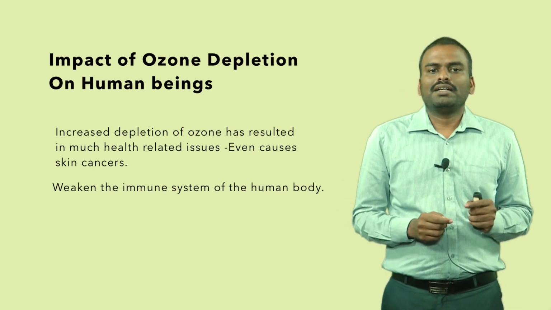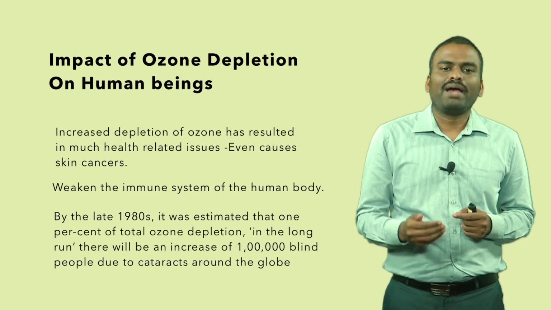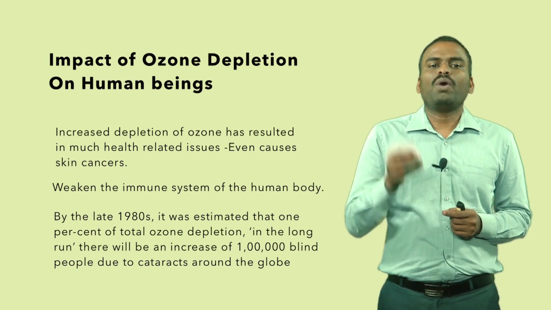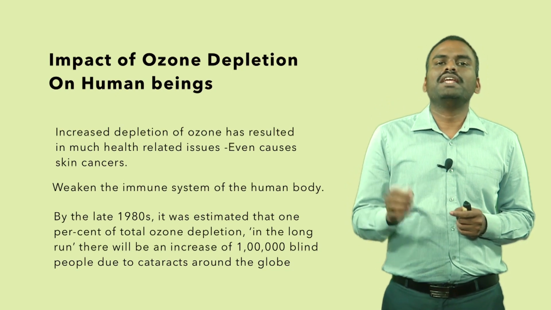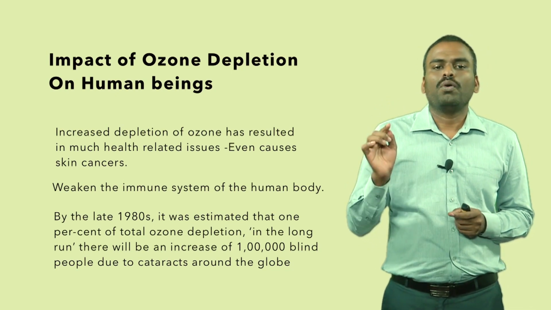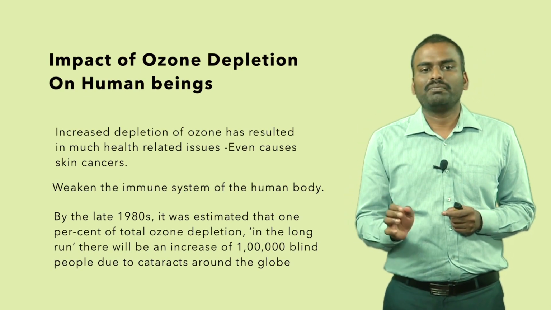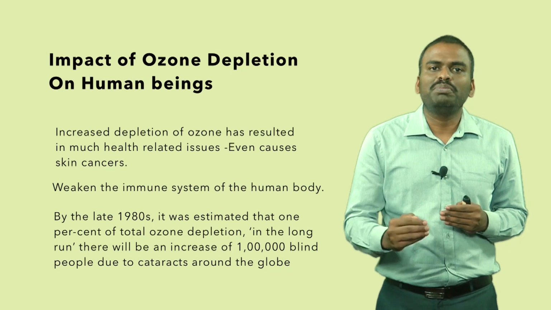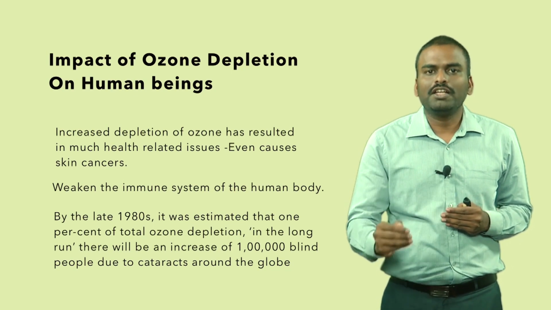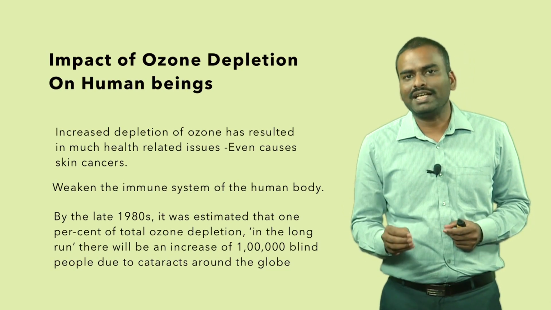By the 1980s, it was estimated by the World Health Organization that 1% of ozone depletion in the long run will mean an increase of 1 lakh blind people due to cataracts around the world. A substantial increase in ozone depletion will cause communicable diseases such as herpes and malaria as well.